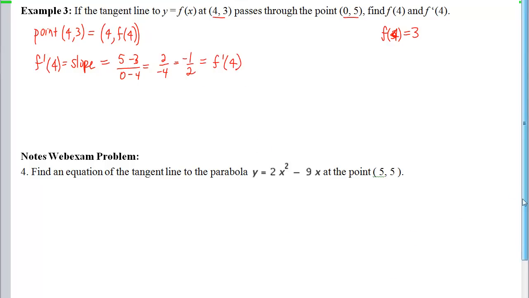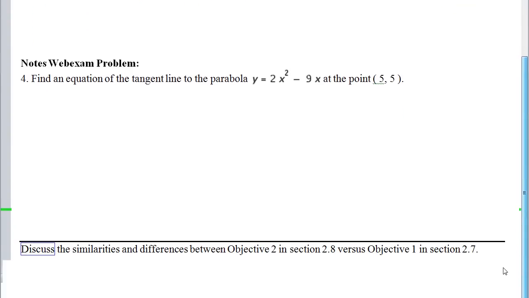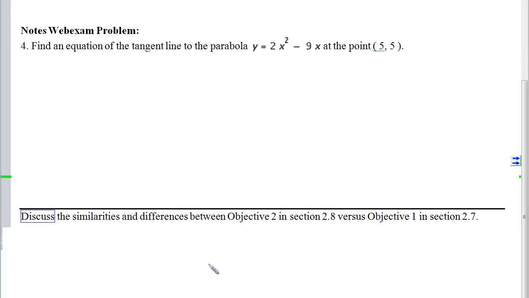Now I'd like you to do your notes web exam problem and then be able to discuss the similarities and differences between this objective that we just did and objective 1 in section 2.7.